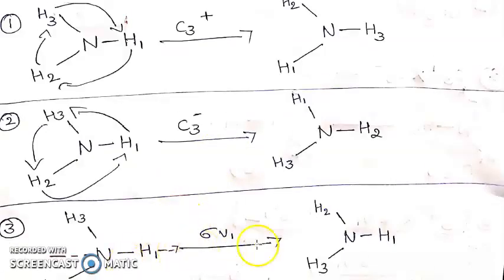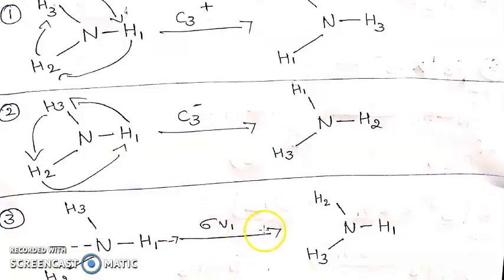Then sigma V1. Sigma V means the ammonia contains a vertical plane. Sigma V1 means the plane is passing through the first hydrogen atom and the nitrogen atom. This is an imaginary plane that bisects the molecule into two equal halves. The first half is NH2, the second half is NH3.